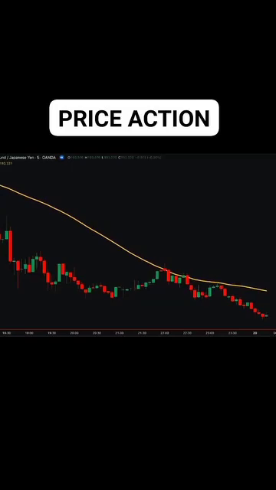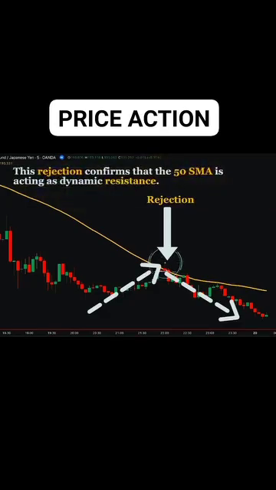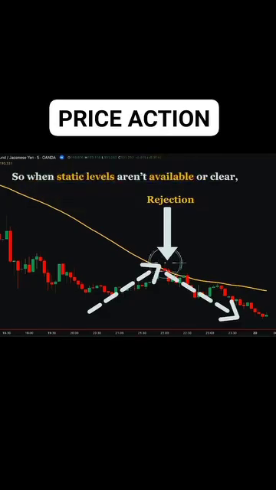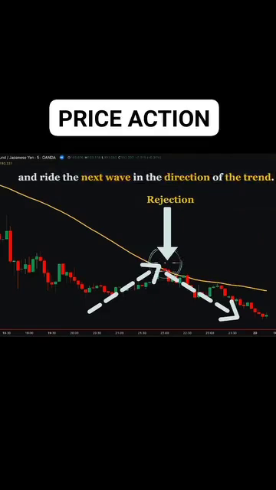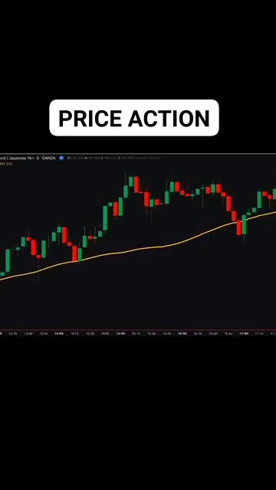As you can see, once the 50 SMA is plotted on the chart, the market pulls back, retests it, and gets rejected. This rejection confirms that the 50 SMA is acting as dynamic resistance. So when static levels aren't available or clear, the 50 SMA can serve as a reliable reference point to anticipate pullback rejections and ride the next wave in the direction of the trend.